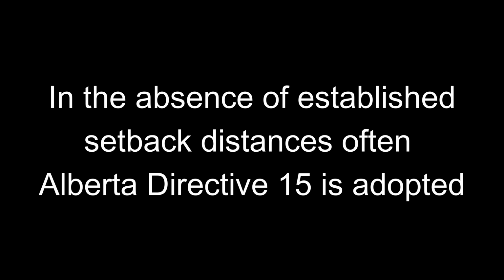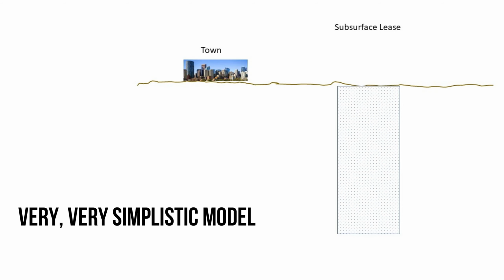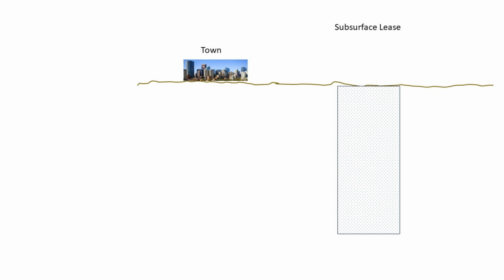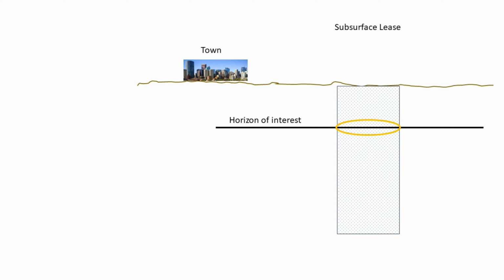I'd like to show you a real-world example where we used the Alberta Directive 15 setback distances in another province that had no setbacks for a gold mining operation. In this diagram you can see we've got the subsurface lease area. Below it we've got the horizon of interest, and obviously that orange oval would be the whole area we'd want to make sure we had good imaging across.